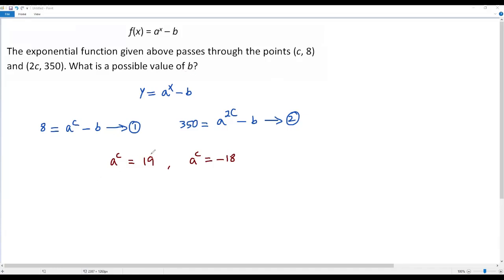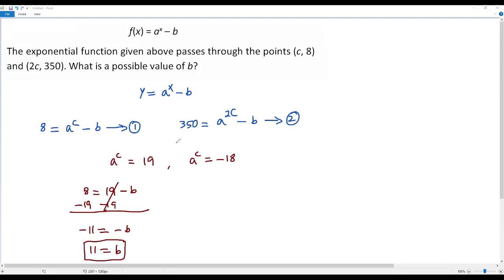Okay, first let me plug in this 19 for a to the power of c into the first equation. Then I'm getting 8 equals 19 minus b. Now my aim is to solve for b. Let me subtract 19 from both sides. When I subtract 19 from both sides, positive 19 and negative 19 will cancel out. So when I combine this 8 and negative 19, I am getting negative 11 equals negative b. Since our aim is to solve for b, we have to make this negative b a positive b. For that, we have to multiply both sides of this equation by negative 1. When I multiply this negative 11 by negative 1, I am getting positive 11. When I multiply this negative b by negative 1, I am getting positive b. Okay, I got the value of b, that is 11.